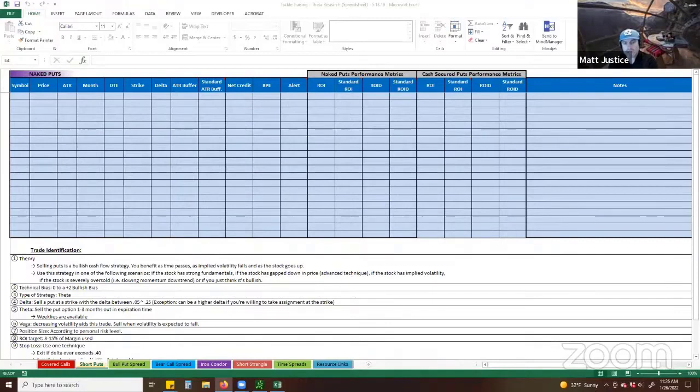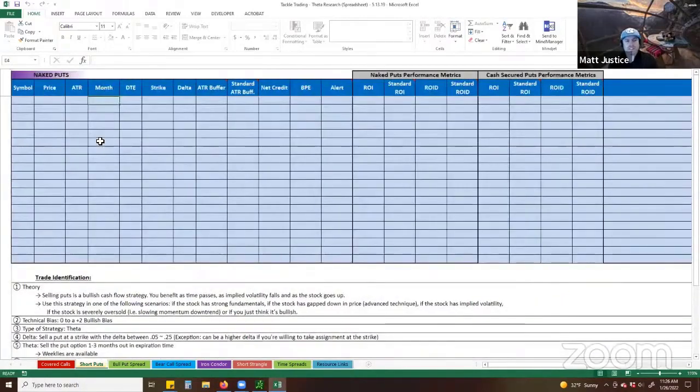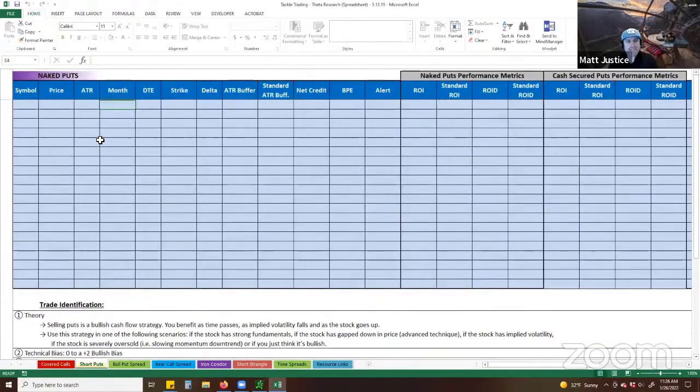Let me speak to those two very quickly, and then I'll turn it over to you, Ty, to let you fly. The spreadsheet is designed for you to fill out the data, and then it will fill out the performance metrics based on the data you put into it. For example, you put the symbol, the price, and the current ATR on the daily chart. The month is not necessarily important; it's just there to help you keep track. But what is important is DTE.